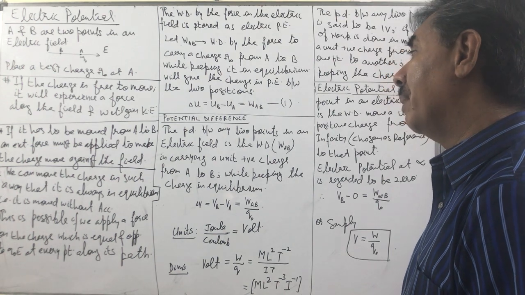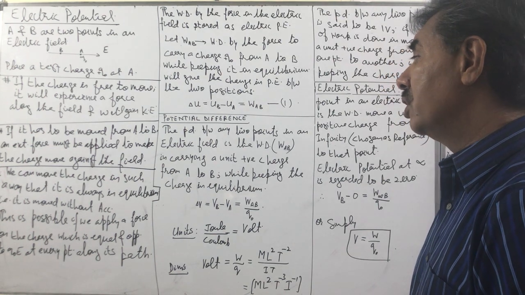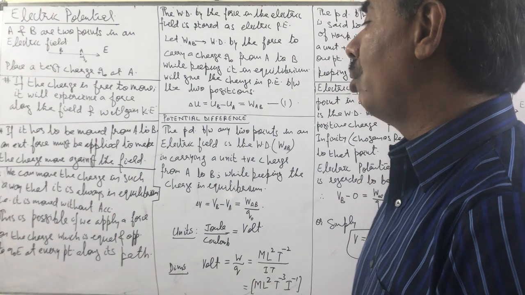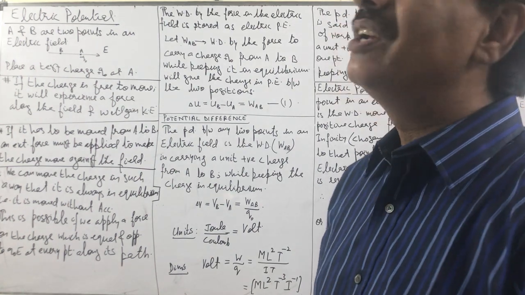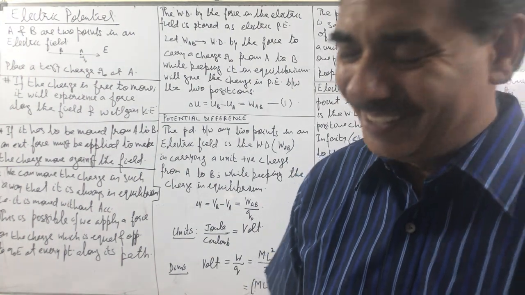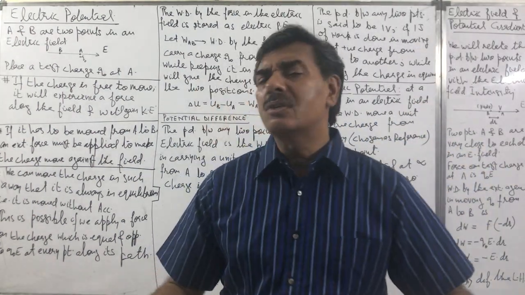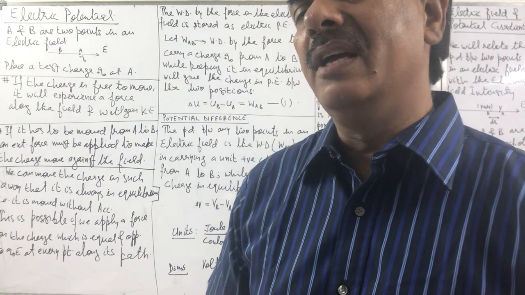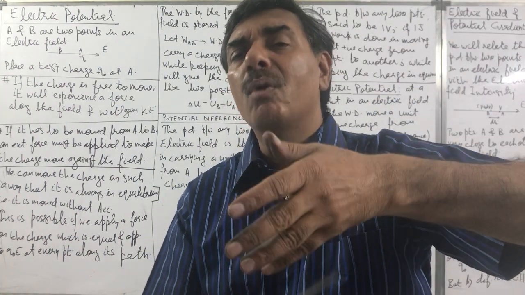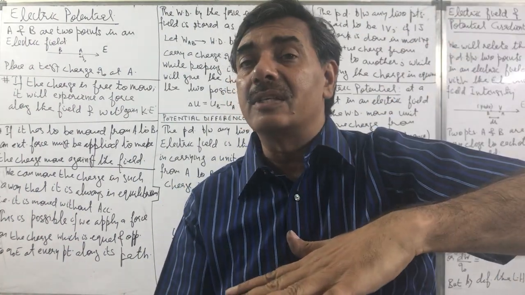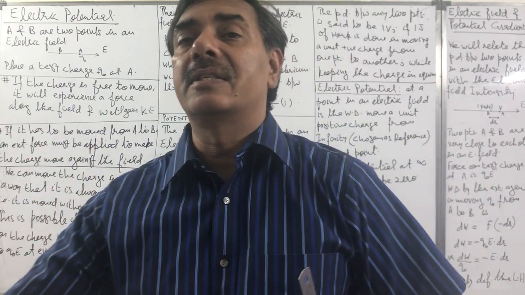This is possible if we apply a force on the charge which is equal and opposite to Q naught E at every point along its path. This is the beauty of it. It is similar to gravitation, exactly, that is in a vertical plane. Over here also you can have the field like this, but I deliberately kept the field like this.